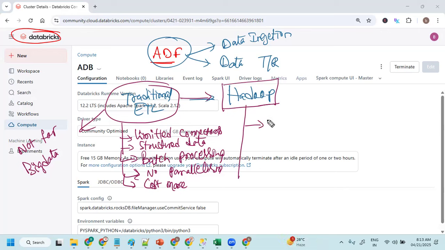Here also we have limited connectors, but still for data ingestion you may use Sqoop. There may be other tools, not sure. But basically when people are working with Hadoop, there is a component called Sqoop. It's a part of the Hadoop ecosystem, and Sqoop is used for data ingestion.